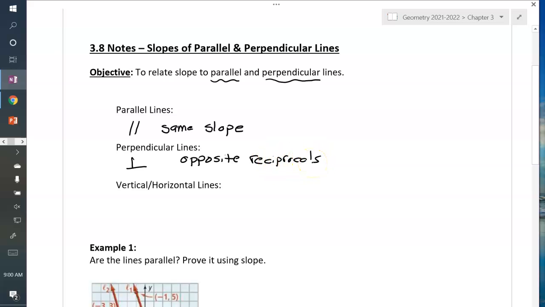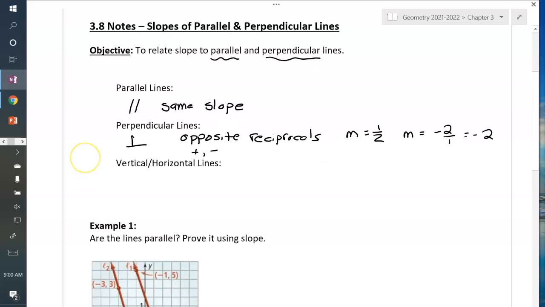So what that means is if the slope of one line was 1 over half, the slope of the other line would be -2 over 1, or just -2. The opposite refers to opposite signs, one positive and one negative. And reciprocal just means flip it over. Vertical and horizontal lines are perpendicular to each other.